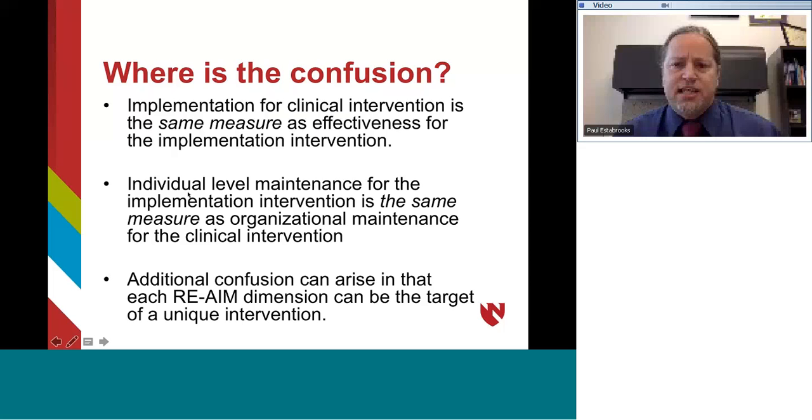The second thing that's confusing is individual level maintenance for the implementation intervention, so the training, is the same measure as organizational maintenance for the clinical intervention. Again, that's kind of confusing. And then finally, you can have more confusion because each of the REAIM dimensions, even though we're just talking about the E and the I with these hybrid trials, each of these dimensions can be targets for unique interventions. So you can have an intervention that is unique to improve reach, and an intervention that is unique from that reach intervention that is intended to improve effectiveness, and so on.